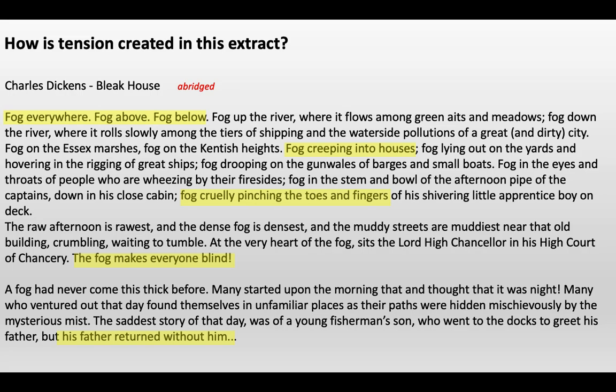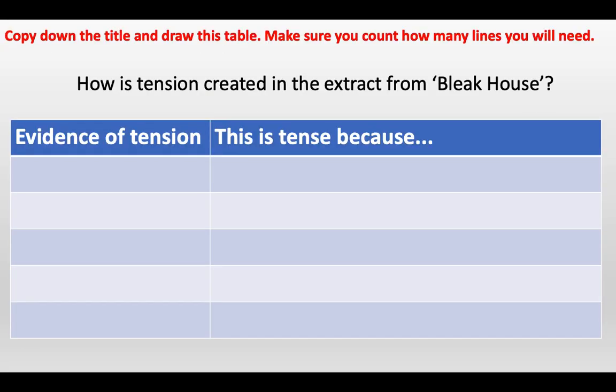You could have picked your own if you think you've got something better or something you can explain in a more detailed way. You use whatever you thought created tension. Let's turn to our table then. So now we need to fill in this table to show that we understand why something was tense.